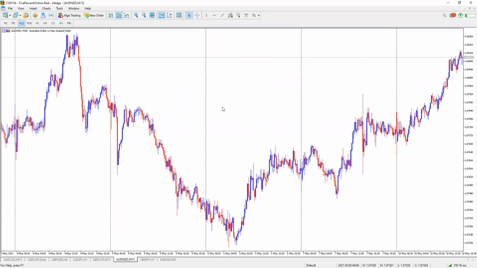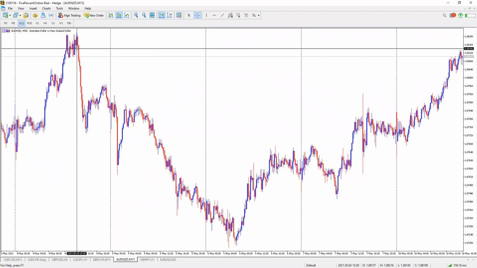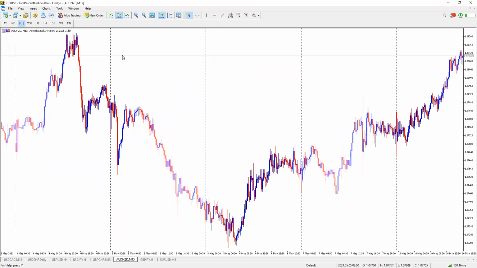I can take a look at the lower time frame to see if we do have something interesting here. And there is some supply level here. If I was a scalper, maybe sell here on the first touch. But as a scalper, I don't think the AUD against the Kiwi is the best currency pair to trade.